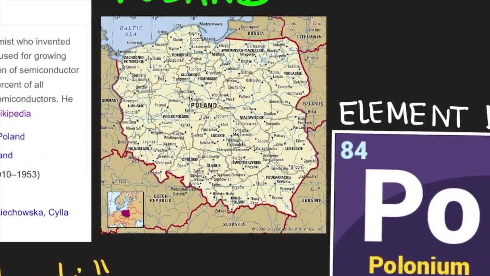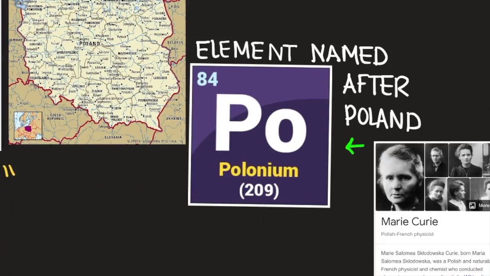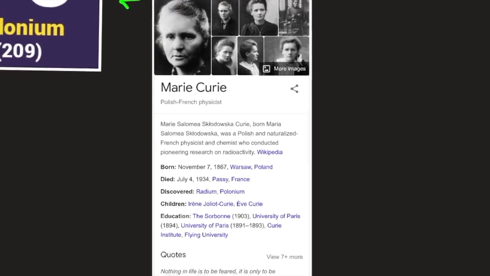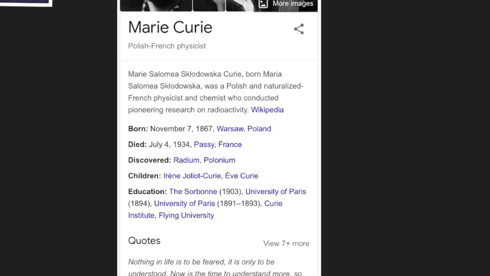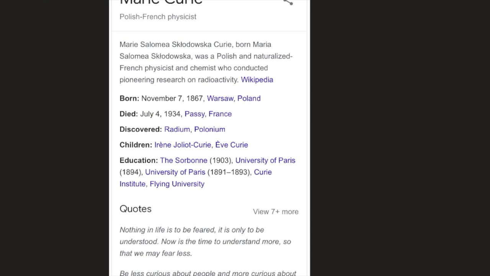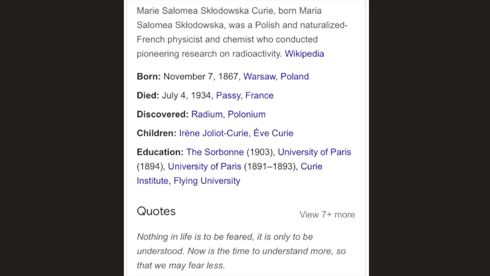So here is an image of Poland. A fun fact about Poland is that there's actually an element named after the place, named by Marie Curie. Marie Curie is a Polish-French physicist. Marie Salomea Skłodowska-Curie, born Maria Salomea Skłodowska, was a Polish and naturalized French physicist and chemist who conducted pioneering research on radioactivity. According to Wikipedia, she was born November 7, 1867 in Warsaw, Poland, and she died July 4, 1934 in Passy, France. She discovered radium and polonium.